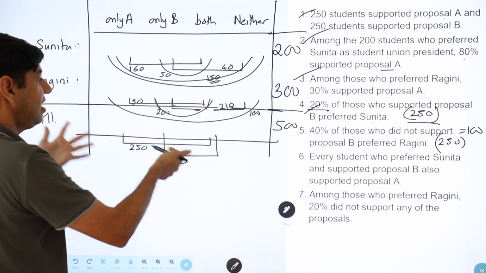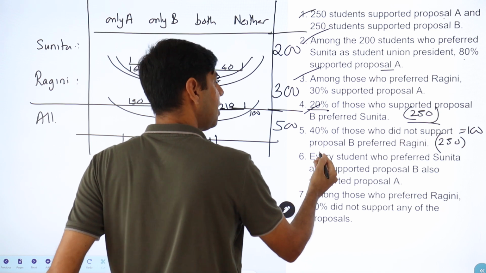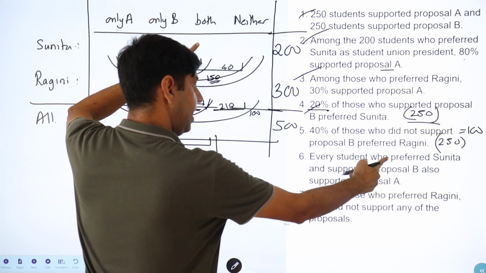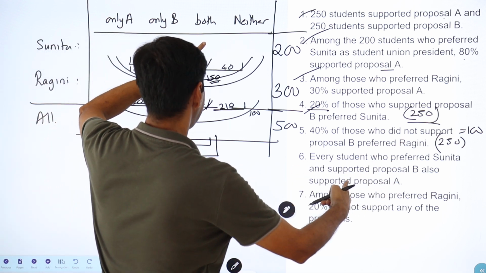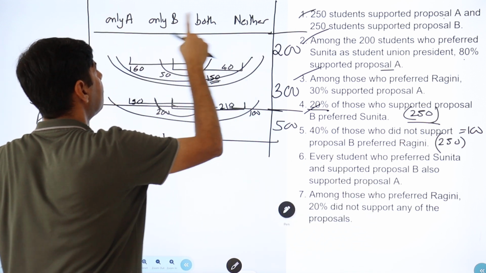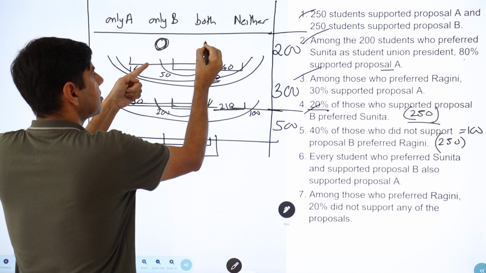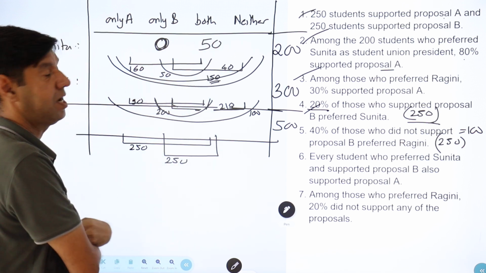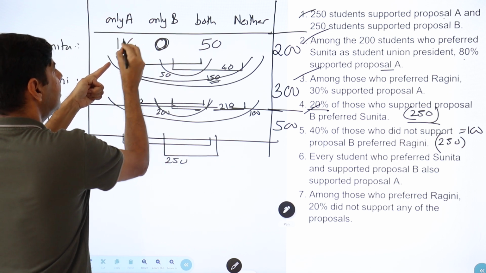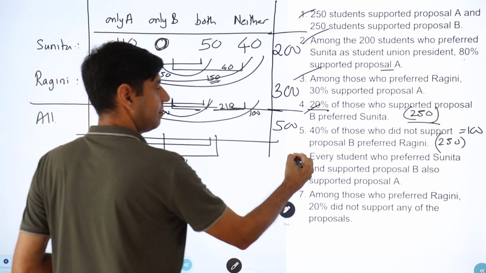So there's a lot of summation here. It's just a time key. I need one cell and I can find everything. And that one cell I get from every student who preferred Sunita and supported proposal B, that is these both, also supported proposal A. So there's only B, 0. And the moment you get only B, 0, you start. So this is going to be 50. If this is 0, this is 50. If that is 50 and this is 160 together, this is 110. So 160, so this is 40. Done. So we got one number from there.